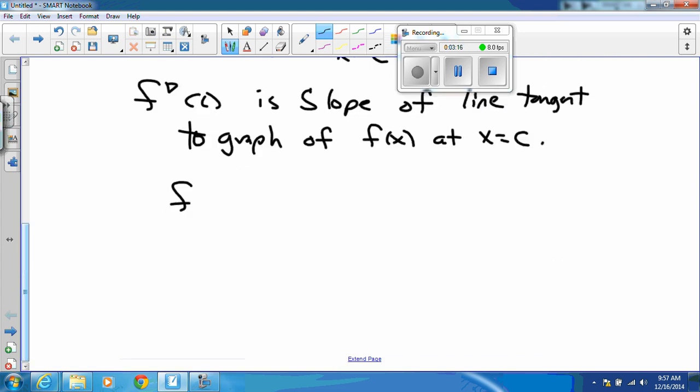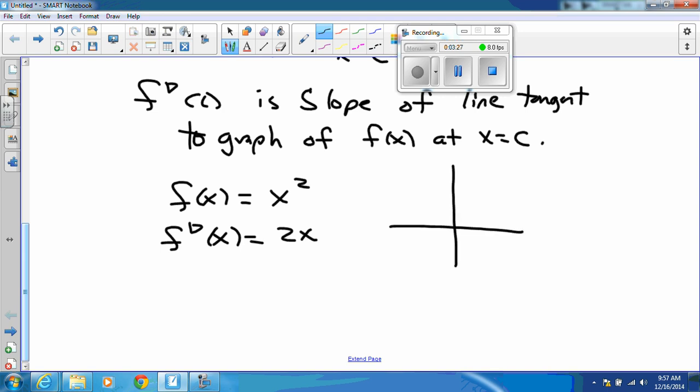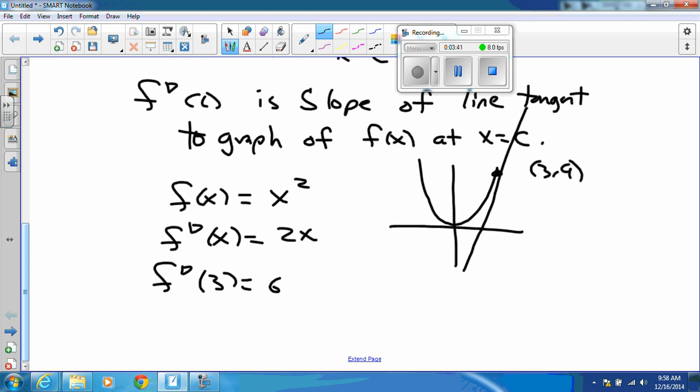And if you want a concrete example for yourself, a great one would be f of x equals x squared. F prime of x is equal to 2x using your derivative rules. And let's pick a point of tangency. How about x equals 3? F prime of 3 would be 6, meaning that at the point 3, 9, the point of tangency, we have a tangent line with a slope of 6. Just like that.